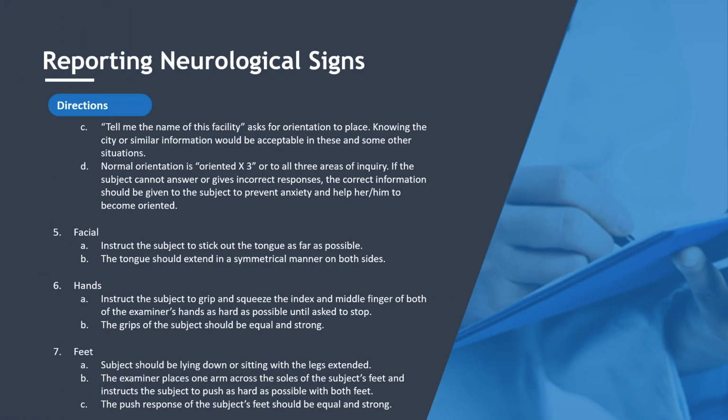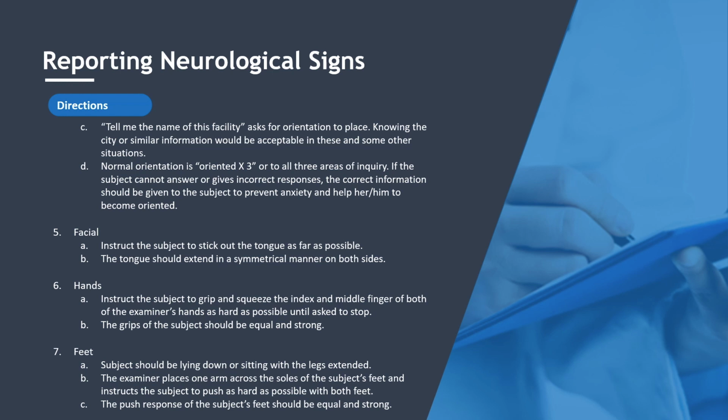Tell me the name of this facility. Asks for orientation to place. Knowing the city or similar information would be acceptable in these and some other situations. Normal orientation is oriented times 3, to all 3 areas of inquiry. If the subject cannot answer or gives incorrect responses, the correct information should be given to the subject to prevent anxiety and to help him or her to become oriented.